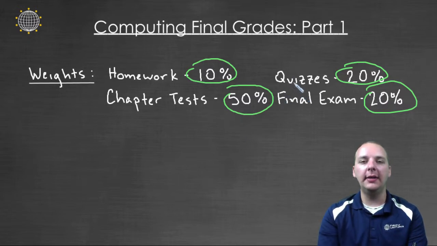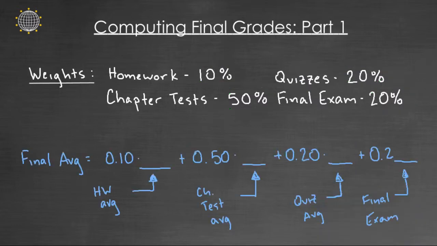Now, how do you take these weights and your average in each of these categories and get your final grade? Well, here's what we're going to do. We're going to take each of these percentages written as a decimal and multiply it times whatever your average is for that category. So your homework average will be times 0.1, your chapter test average will be times 0.5, the quiz average will be times 0.2, and the final exam will be times 0.2. You'll do all those products and then you'll add up all those categories. And what happens is that accumulation of all those points will give you your final average.